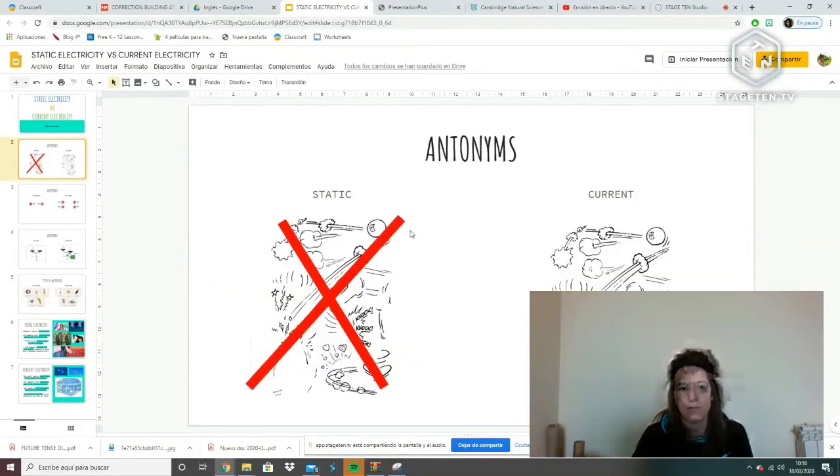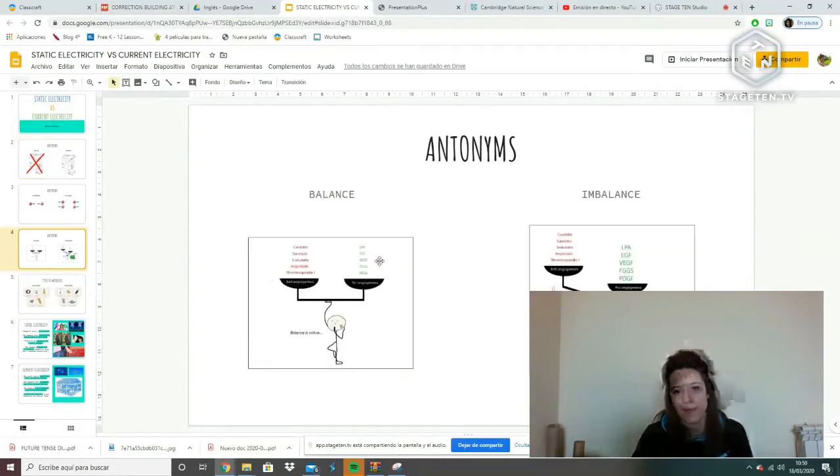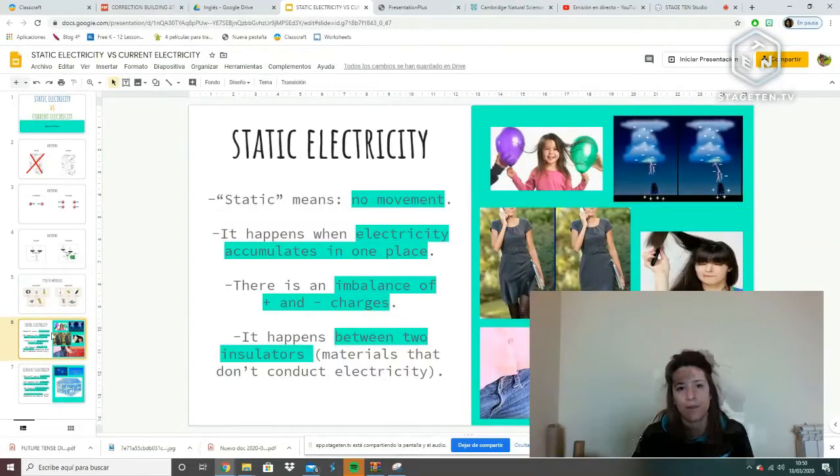So remember, difference between static and current, movement and no movement, attraction and repulsion, balance and imbalance, equal and different, and insulators and conductors, okay? They do not conduct electricity, and they conduct electricity. All right, so what is static electricity?